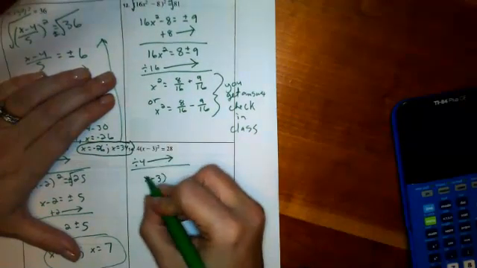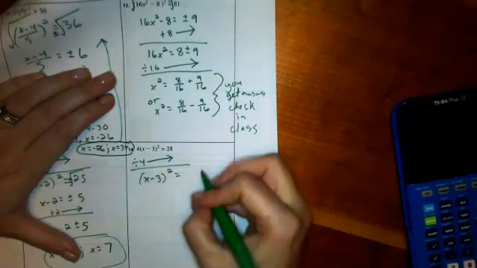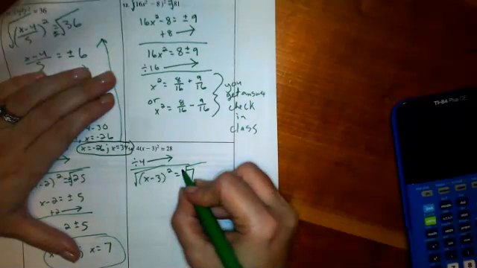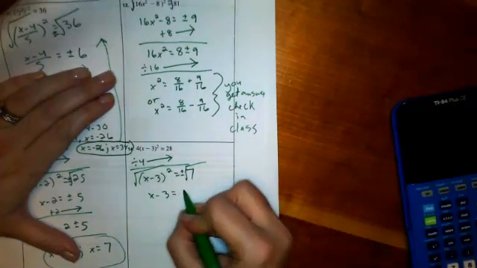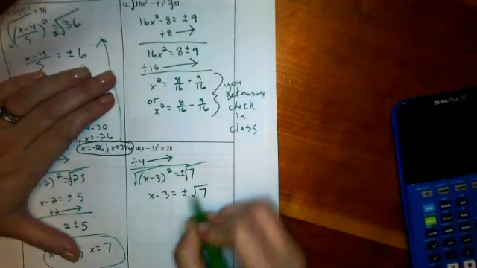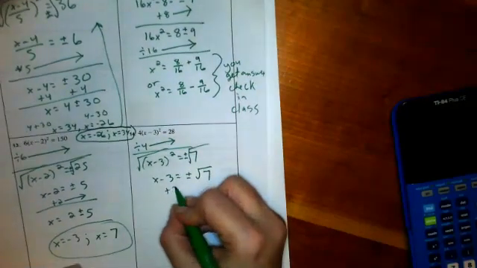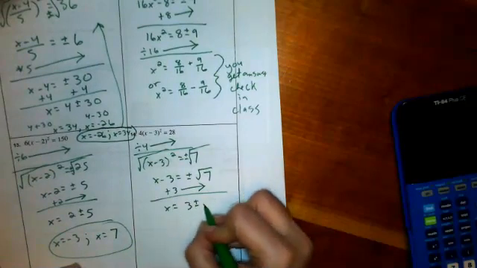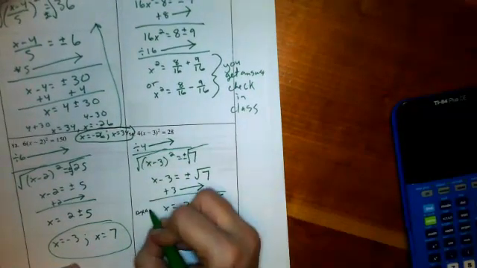X minus 3 quantity squared equals, what is that, 7. Okay, I'm going to take the square root of both sides. That's a positive or a negative. X minus 3 equals positive or negative square root of 7. This is one of those answers where I'm going to get an exact and an approx. Okay, we get x equals 3 plus or minus the square root of 7. Okay, there's my exact.